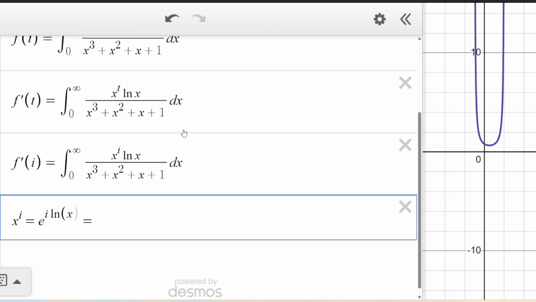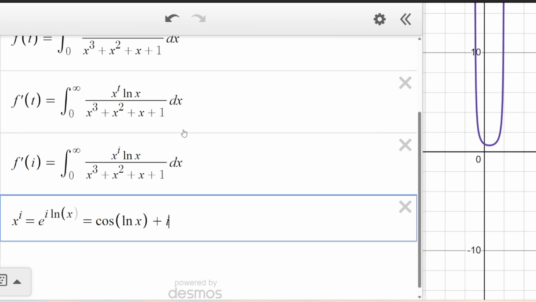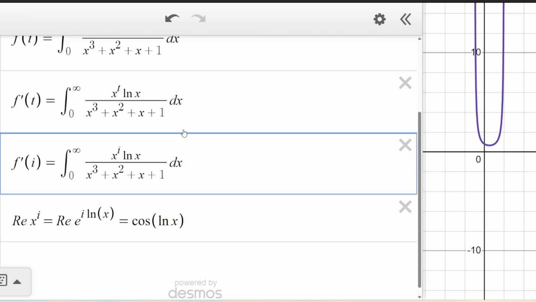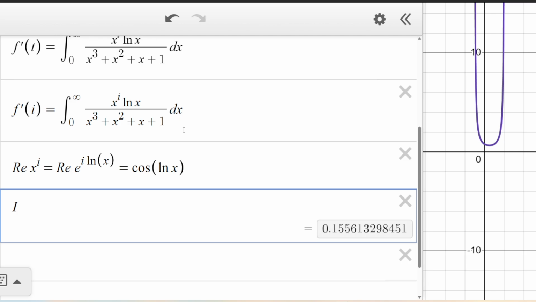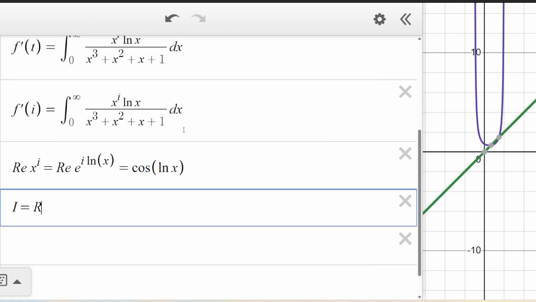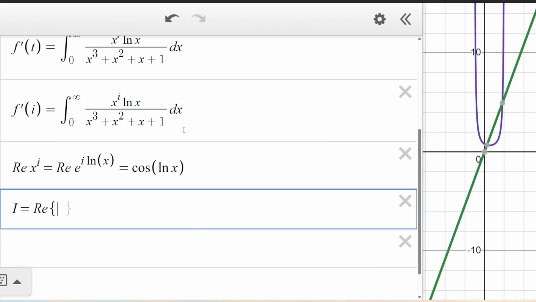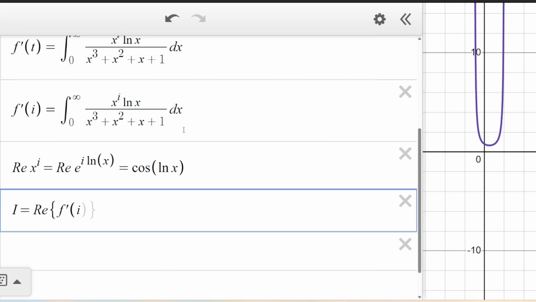And then using Euler's formula, we can see that this is cosine of natural log x plus i sine natural log x. So if we took the real part of this, we would just end up with this. So we can just say that our original integral I is equal to the real part of our function f prime evaluated at i.